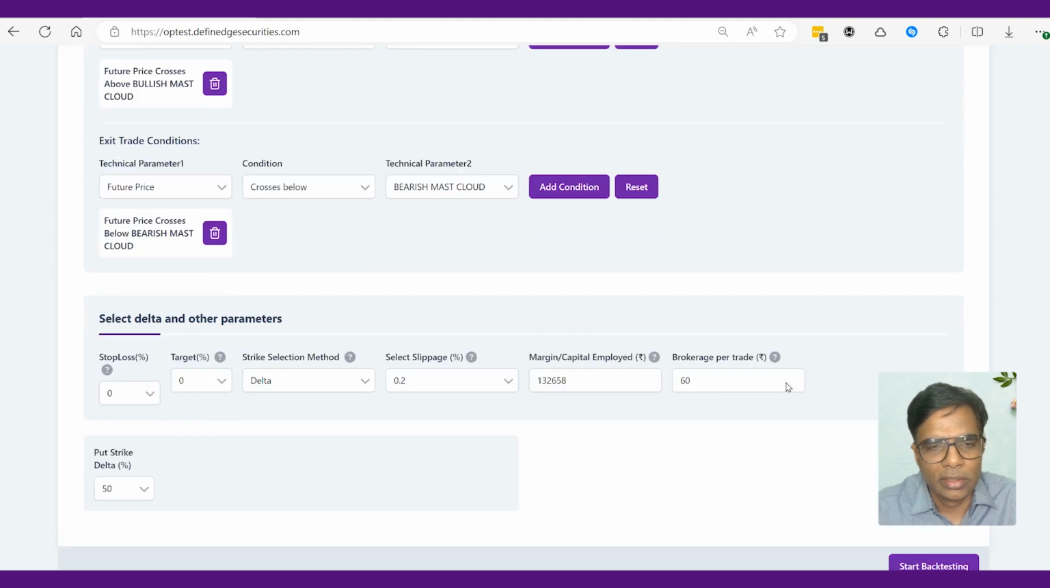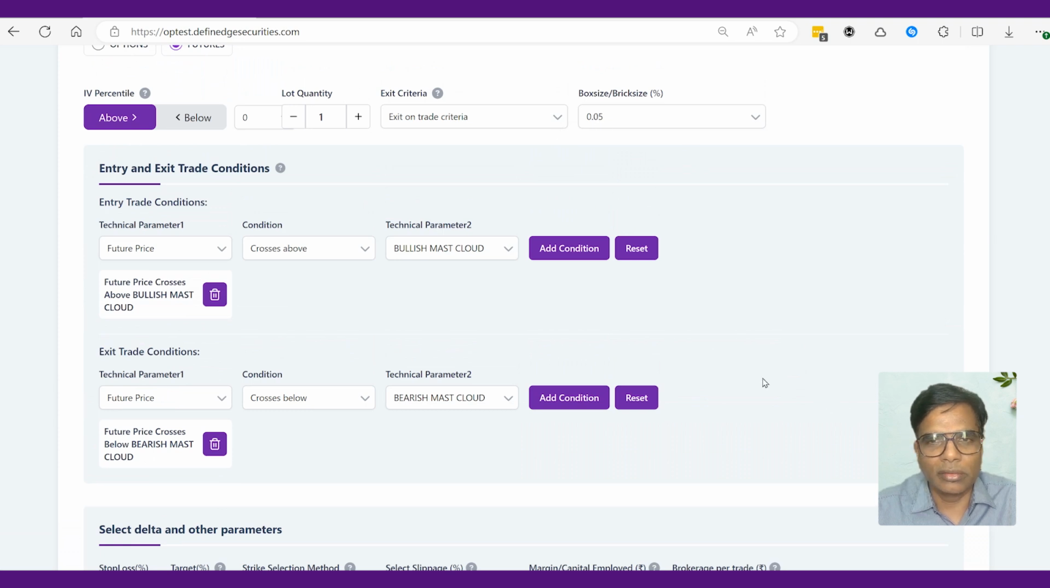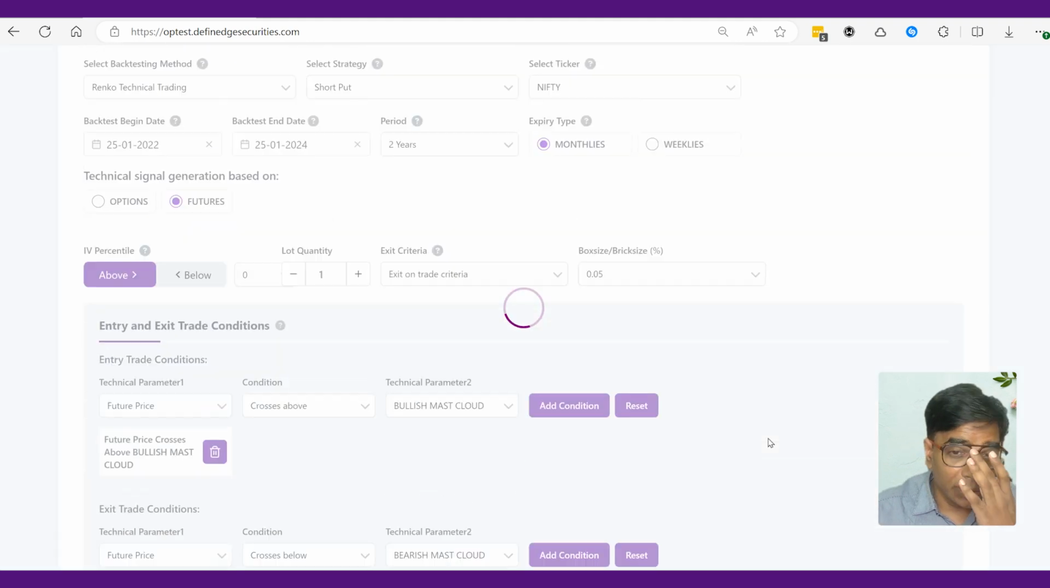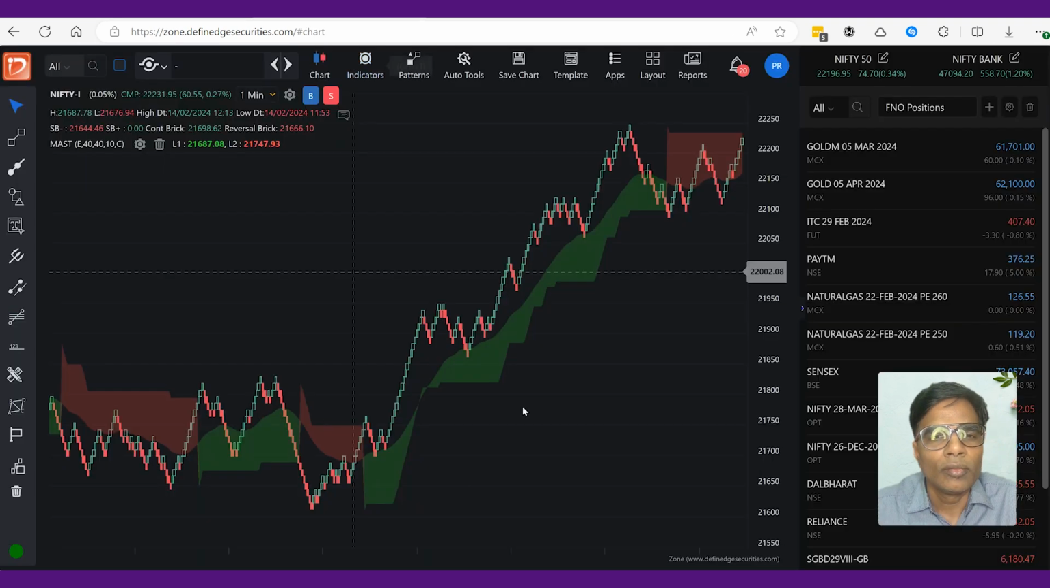Okay. Now the brick size is 0.05. You know, in the Renko, what we plot is called a brick. So that is 0.05, and here the margin required is higher. Based on the current requirement, it is around 1.3 lakhs. So depending on what your brokerage requires, you can change this. So we can make it roughly 130,000, and brokerage is 60 for entry and exit, and then we start the backtesting of this, and everything is the same.